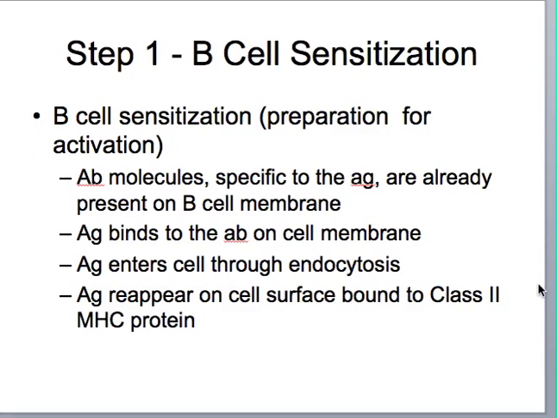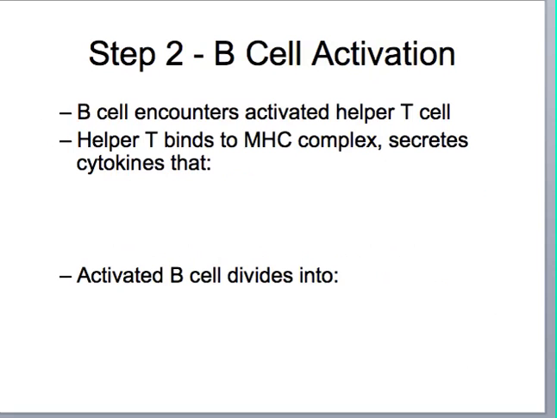That's kind of getting sensitive, being sensitized to the antigen. So the antibody molecules are already on the B cell. The antigen in question, the bad guy, binds to the antibody. The antigen will then enter the cell through endocytosis. The cell will take in the antigen bound to the antibody. And then the antigen will reappear on the cell surface bound to a class II MHC protein.